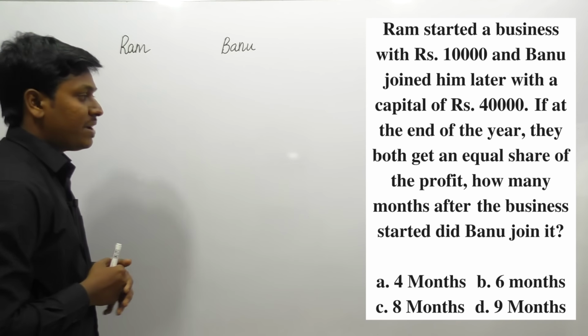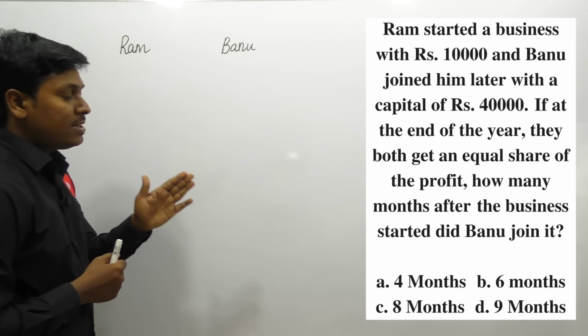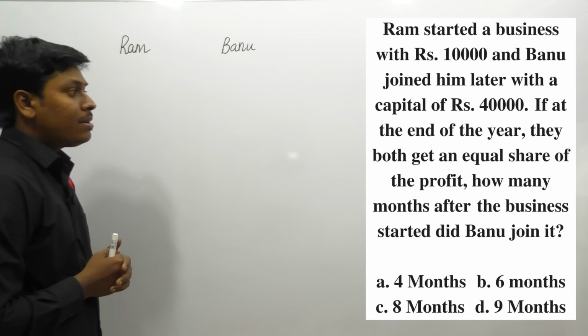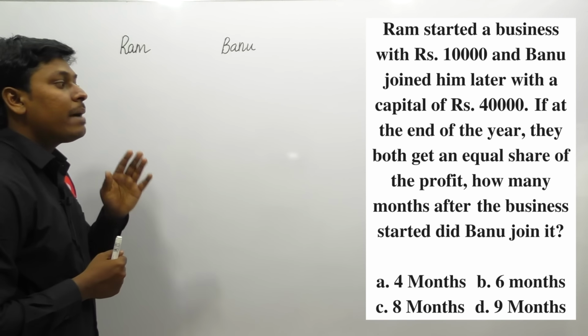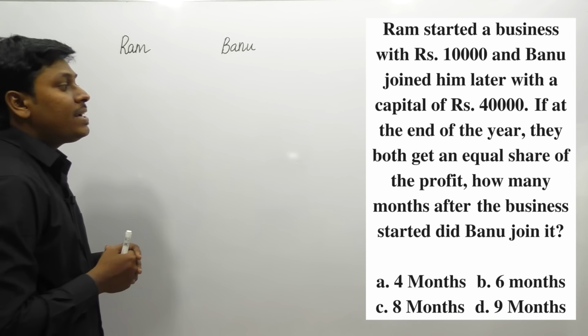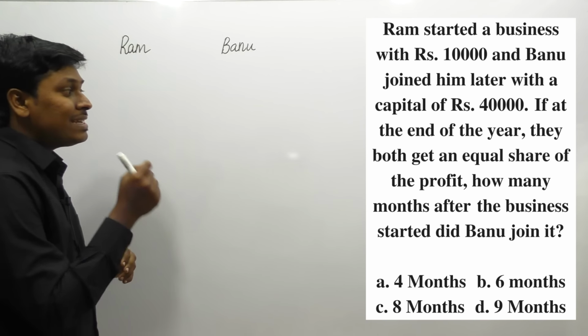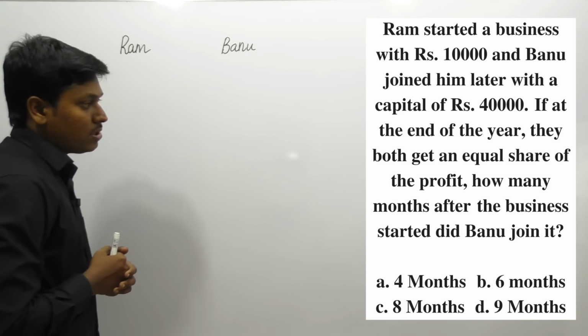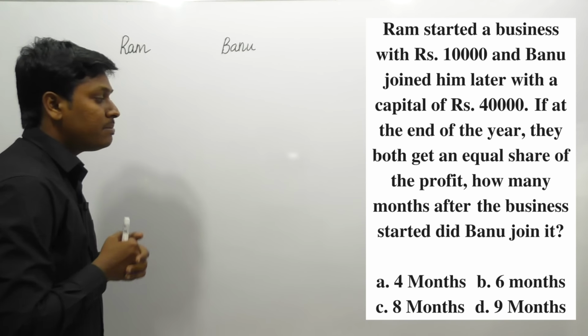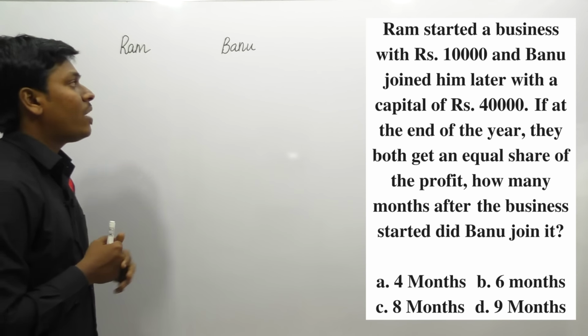The last, 5th question. Ram started a business with rupees 10,000 and Banu joined him later with a capital of 40,000. If at the end of the year they both get an equal share of the profit, how many months after the business started did Banu join it?